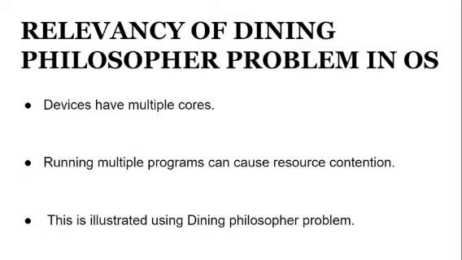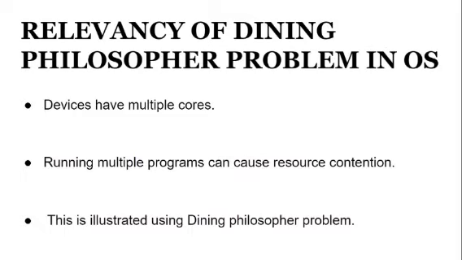Now let's get into the next topic. It is the relevancy of dining philosopher problem in operating system. Now we'll see how this dining philosopher problem plays a part in operating system. So we have multiple devices such as desktops, laptops, mobile phones. They have multiple cores, could be quad or octa core. So what happens is they have multiple programs running.